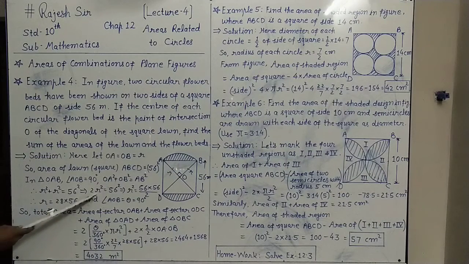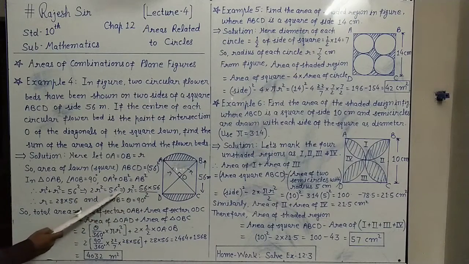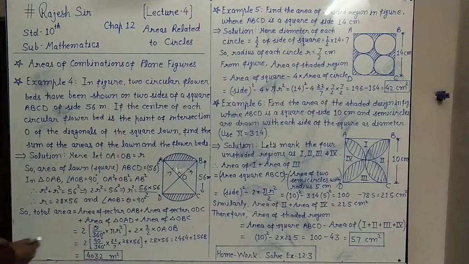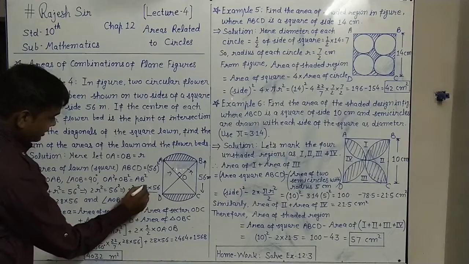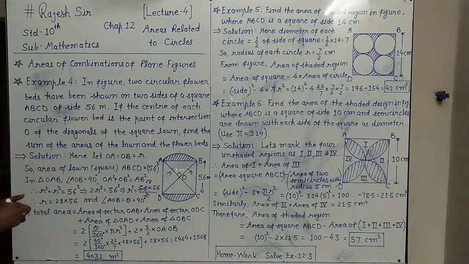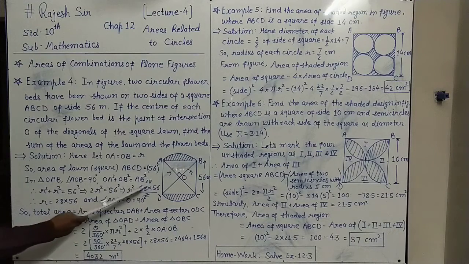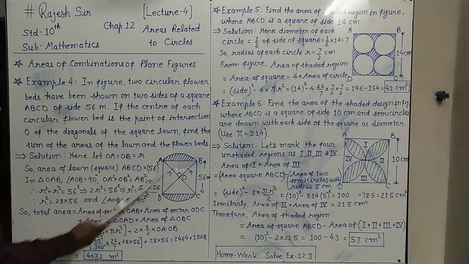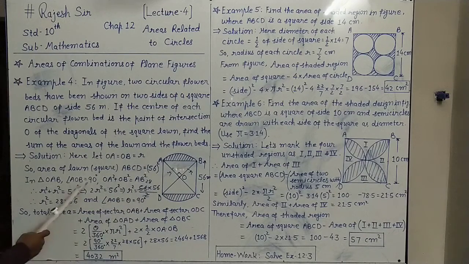R squared plus R squared is 2R squared equal to 56 squared. So R squared equals 56 into 56 upon 2. We can cancel by 2, this 2 and 56 cancel, so it is 28. So R squared equals 28 into 56. And angle AOB, that is theta, equals 90 degrees, as we have discussed before.